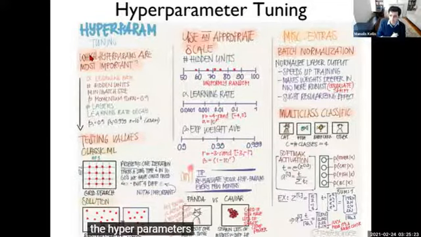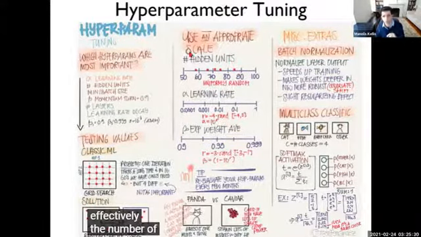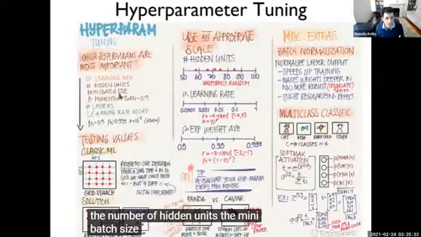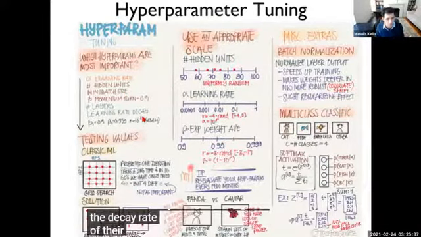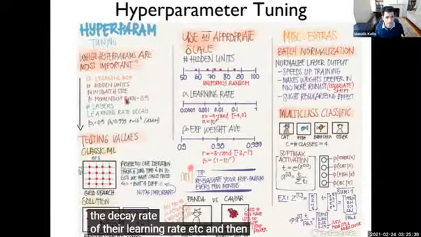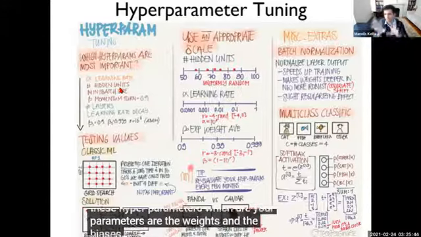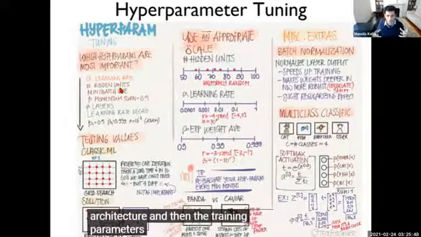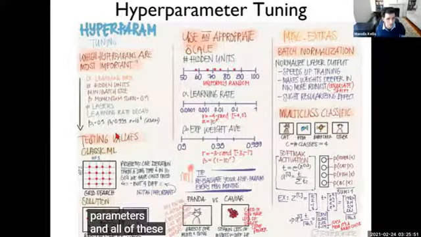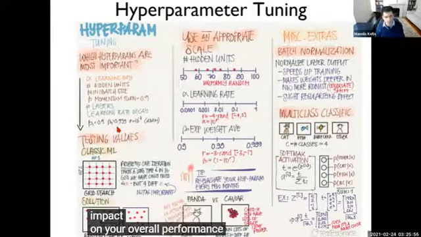The hyperparameters of your deep convolutional neural network are effectively the number of hidden units, the mini batch size, the number of layers, the learning rate, the decay rate of the learning rate, etc. And then these parameters are the weights and the biases. The hyperparameters are basically the architecture and then the training parameters. And all of these can have a tremendous impact on your overall performance.